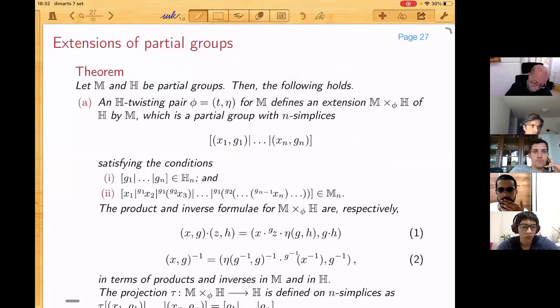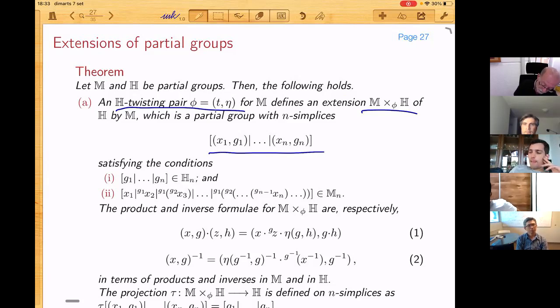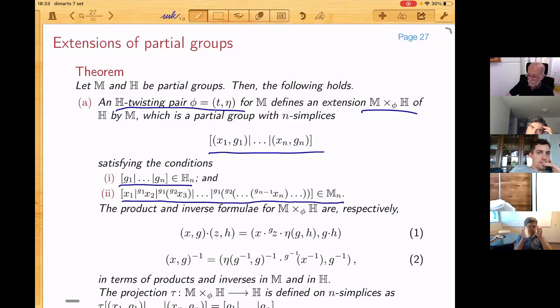So here is the theorem. Given partial groups, assume we have a twisting pair, then this defines an extension, which is written like that. And we can define this extension algebraically, right? So the simplices are of this form, satisfying these conditions. Of course, G1 through Gn will form a simplex in Hn, but the condition on the X side is more complicated. The point is that this complicated simplex should be a well-defined simplex in M, right?